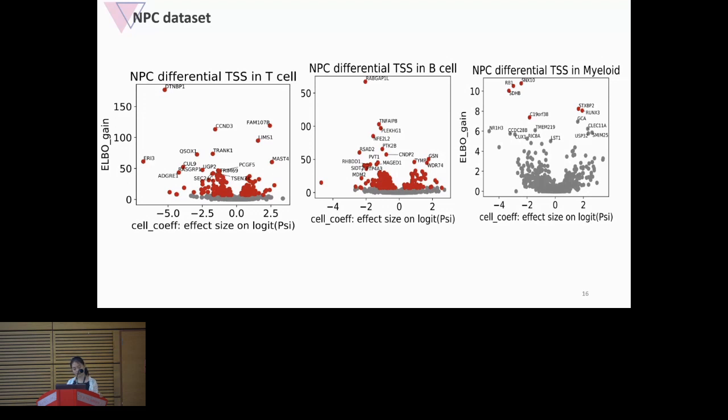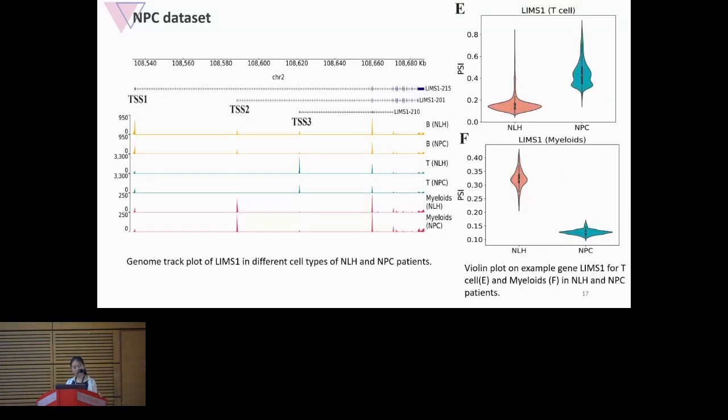LMNA is a very important gene in cancer. It includes 3 TSS, and we can see in T cell, the proportion of the minor TSS is upregulated in the NPC. However, in the myeloid cell, the proportion of the minor TSS decreased.